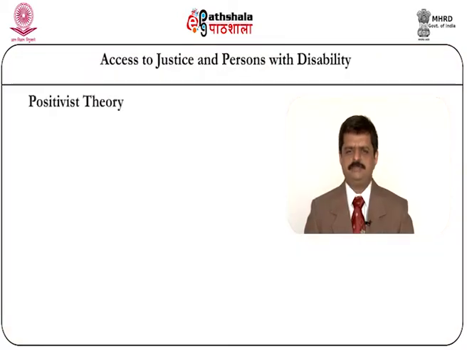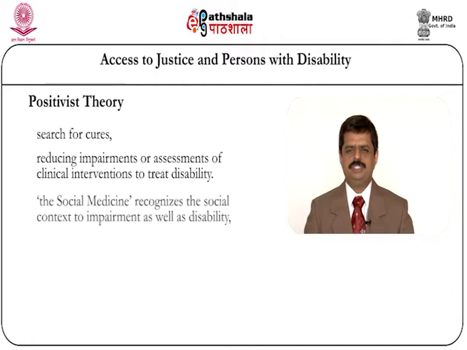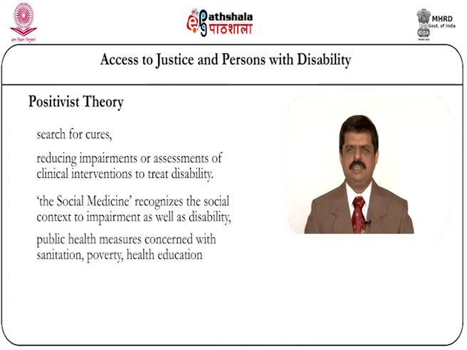Positivist theory. This positivist theory speaks about cures. So, if a person is suffering from any kind of disability, he should have clinical intervention, medical intervention, and try to cure the disability. But they have also developed social medicine for this, wherein the chances of disability can be prevented. So, that is the positivist theory, where they look into positive action in addressing the disabled person.